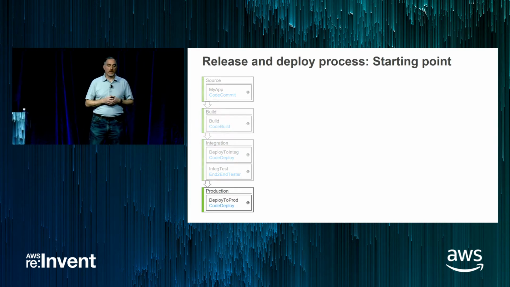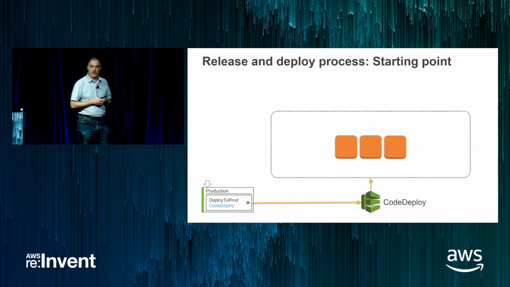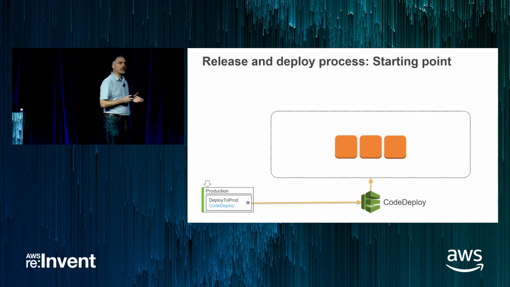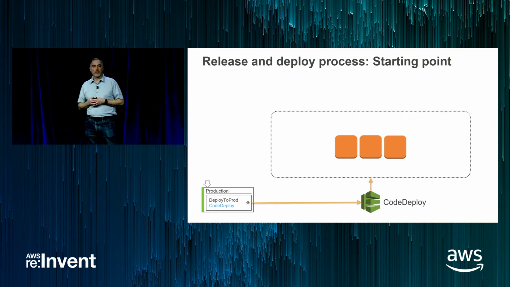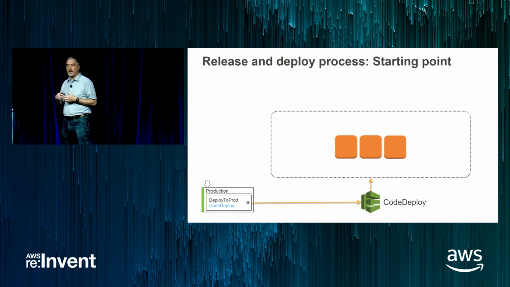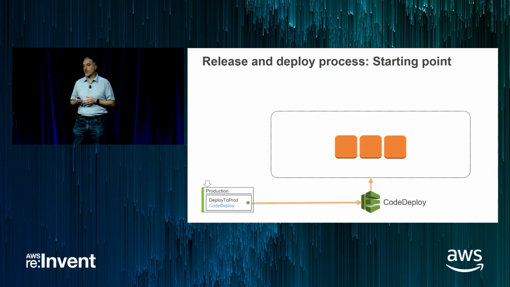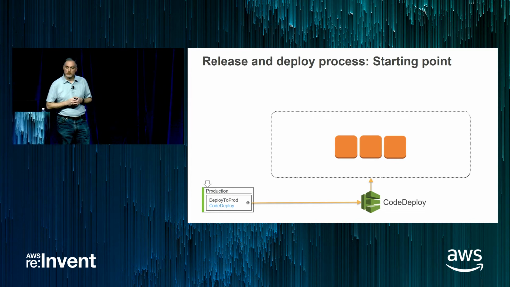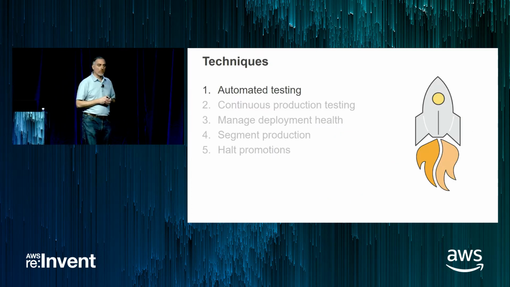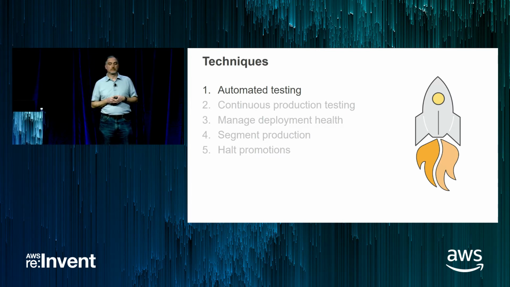So our pipeline is configured to use CodeDeploy. And we're going to use it to deploy to 3 hosts. The defaults in CodeDeploy are to deploy to 1 host at a time. But we're going to modify this slide throughout the talk, and we're going to see how our techniques are going to change our release, our deployment, and our production environment. So now that we've got the prerequisites out of the way, let's move on to our first technique.